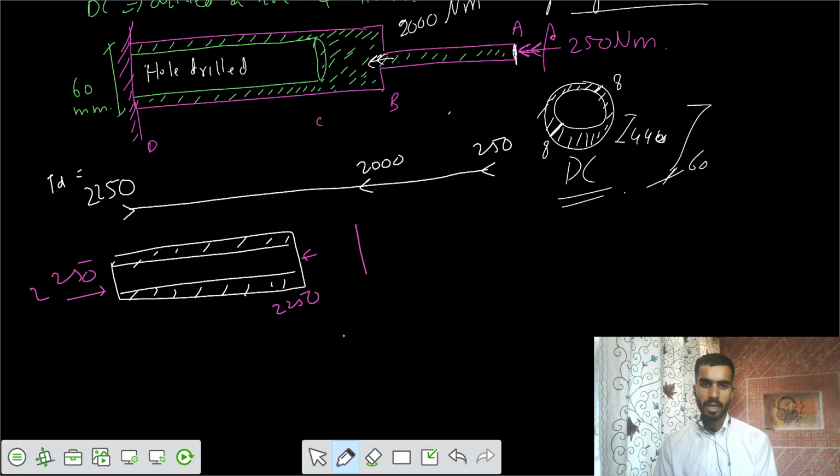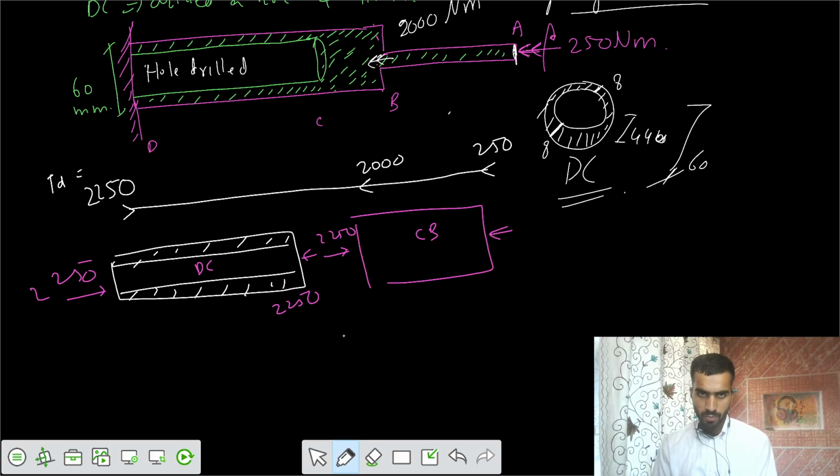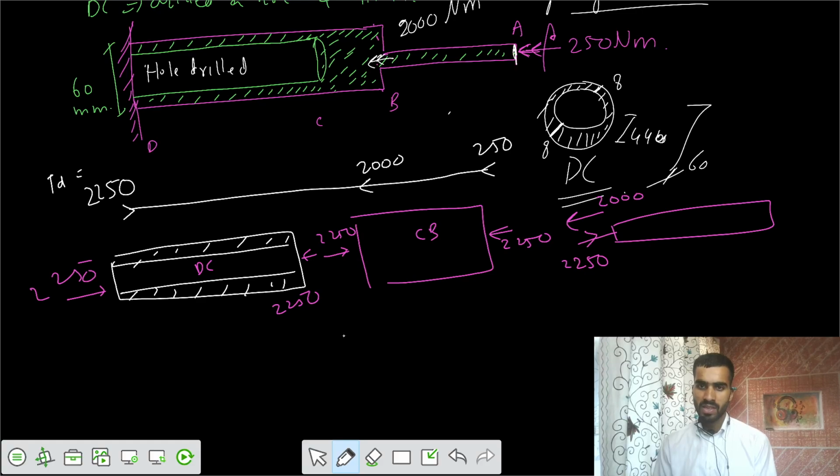And similarly now, if you take CB, this is your DC, this is your CB, and there is some torque of 2250, and you cut just before B, and there would be 2250 also here. After that, you have smaller shaft diameter, and you apply 2250 in this direction, and you have opposite 2000. That means net value would be in this fashion 250. So you got the free body diagrams. That means you got the different moments.